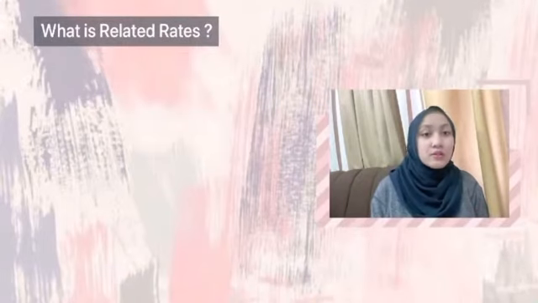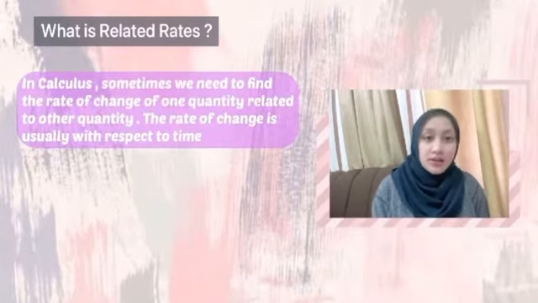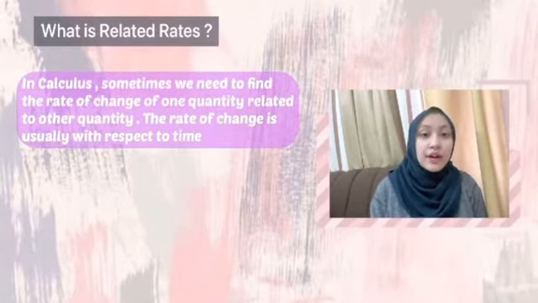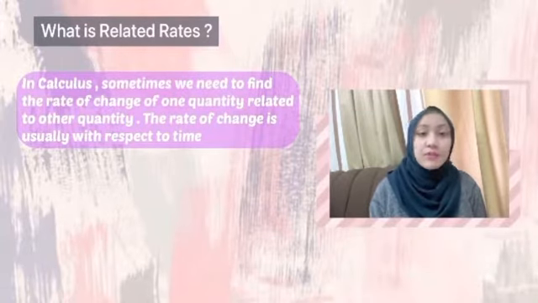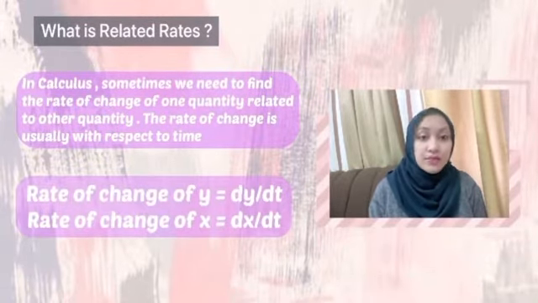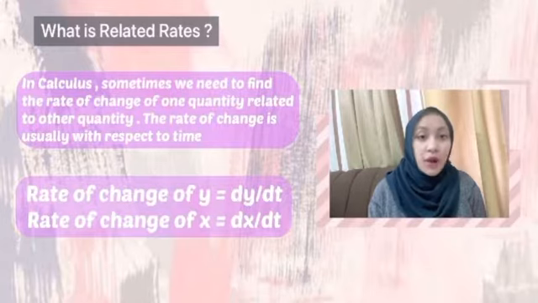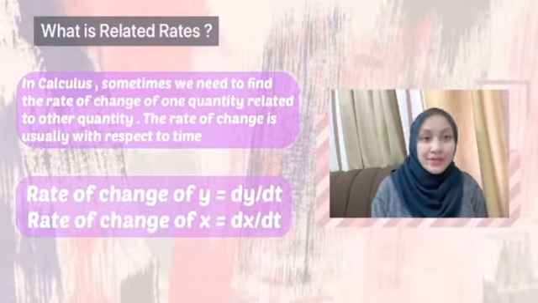What is related rates? In calculus, sometimes we need to find the rate of change of one quantity related to another quantity. The rate of change is usually with respect to time. For example, the rate of change of y is equal to dy over dt, and the rate of change of x is equal to dx over dt.